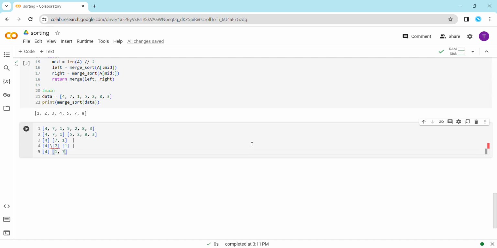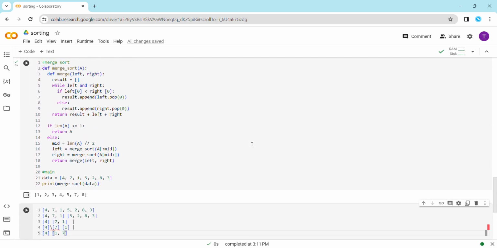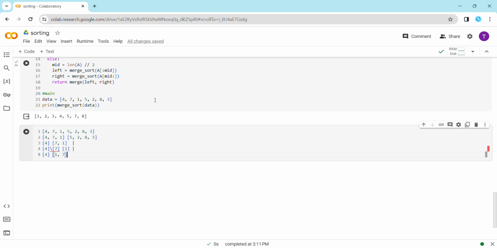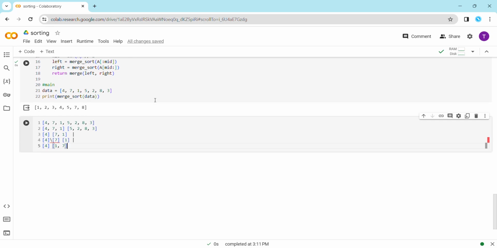So then, as can be seen in the line of code from 6 to 10, where the first index of the left array and the right array is compared, the first index of the right array, which is 1, is smaller than the first index of the left array, which is 4. 1 will be put into the empty list first, then 4 and 7 will be compared. As 4 is smaller than 7, 4 will be added in, and then 7.